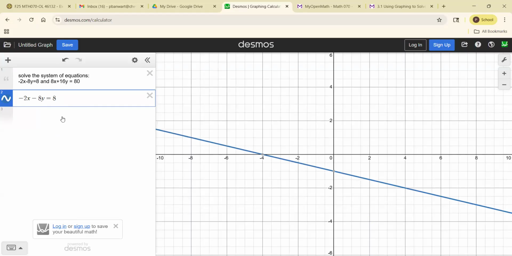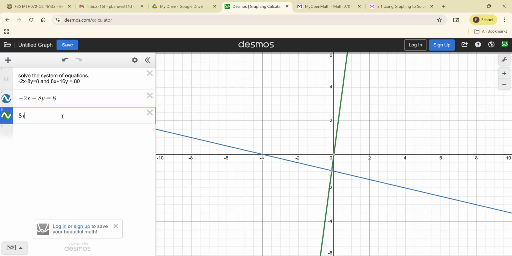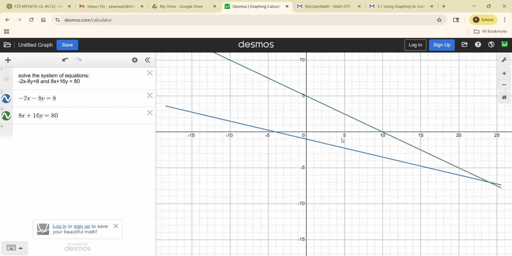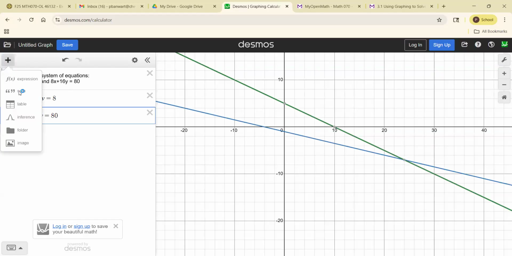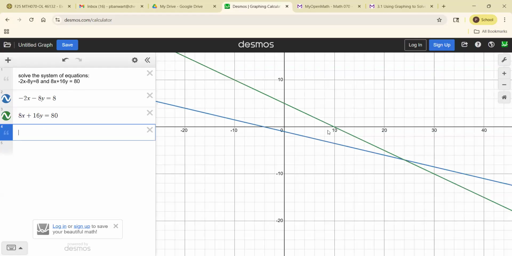Here's my first line, my second. And I can already tell there's going to be a solution because these lines cross each other. And where do they cross each other? Desmos will let you click right on it and give you the point. And that is all it takes to solve equations using graphing. Let me pull that point back up. X equals 24, y equals -7.